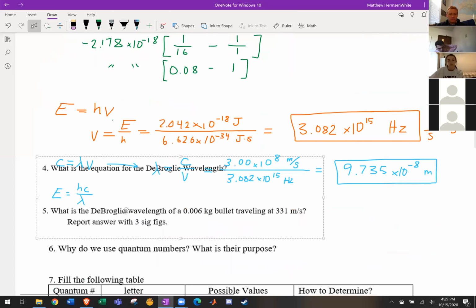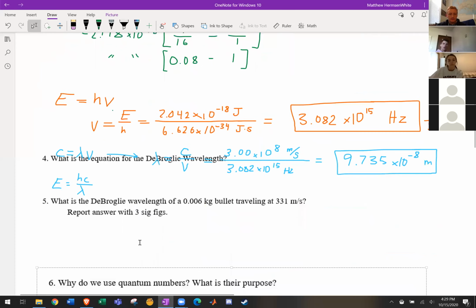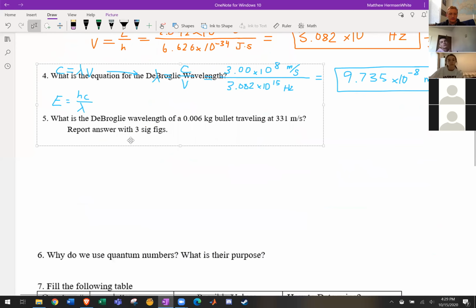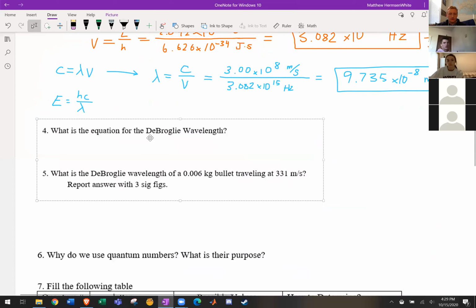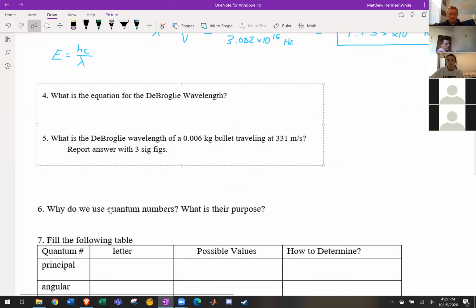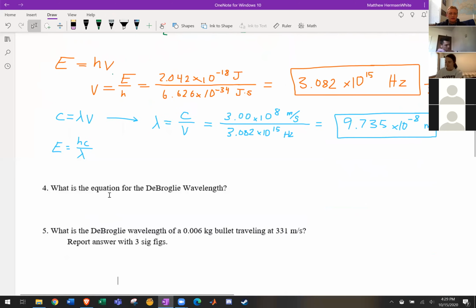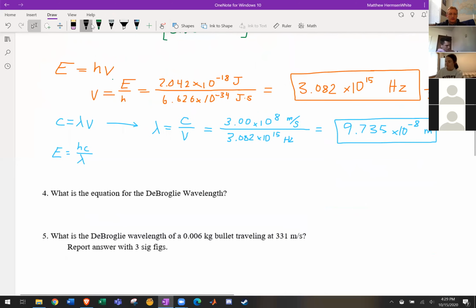Okay, so let's move on to the next topic, which I just want to briefly cover, which is the de Broglie wavelength. I believe I'm saying that name right. So does anyone know the equation for de Broglie wavelength?